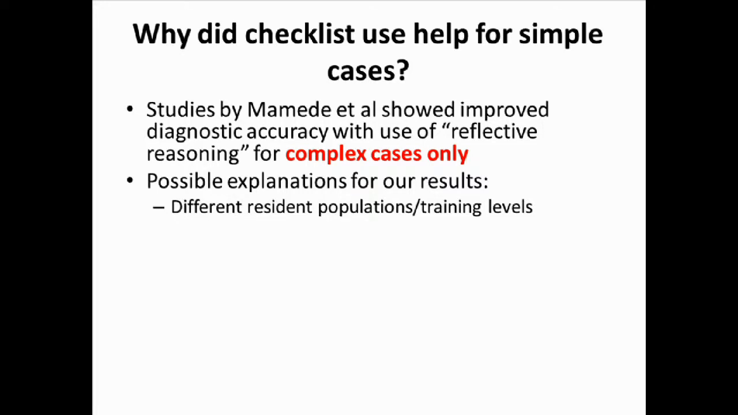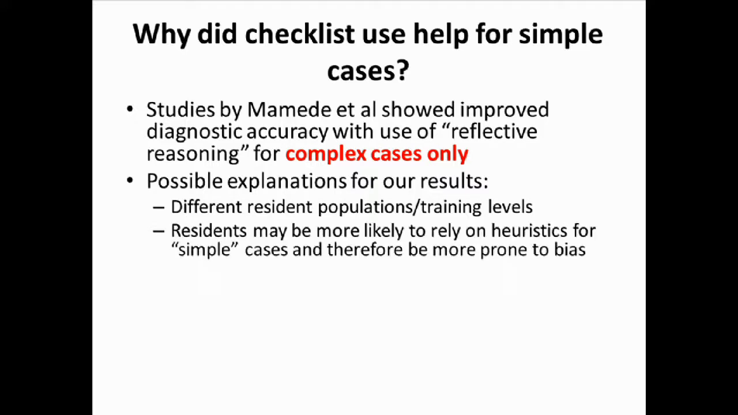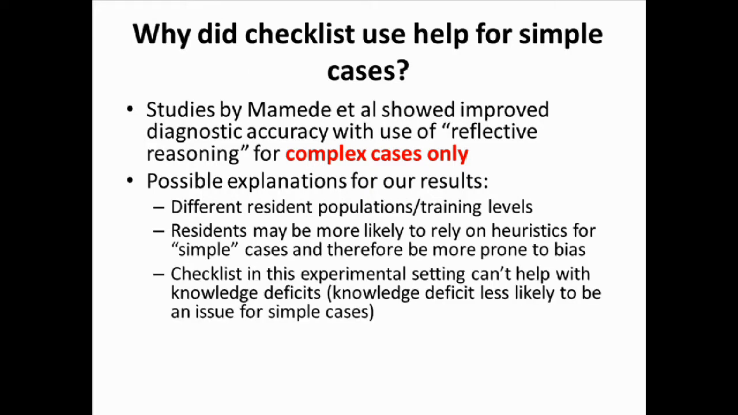One, we had different resident populations and training levels. Their studies were all done internationally with PGY2s. Our study was done in the United States with outgoing PGY3s. You could hypothesize that the more advanced the learner or the more advanced the trainee, the more heuristics and patterns they have to rely on, and therefore the more potentially prone to bias, even for simple cases. In the same vein, residents in general may be more likely to rely on heuristics for simple cases and therefore be more prone to bias and therefore more likely to be helped by something like the checklist.